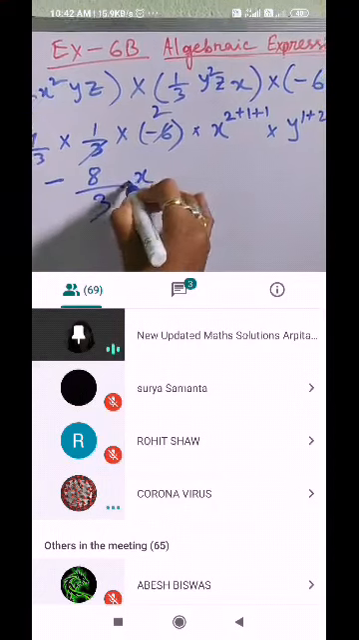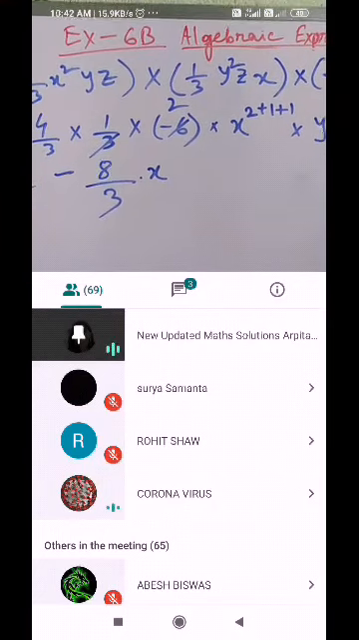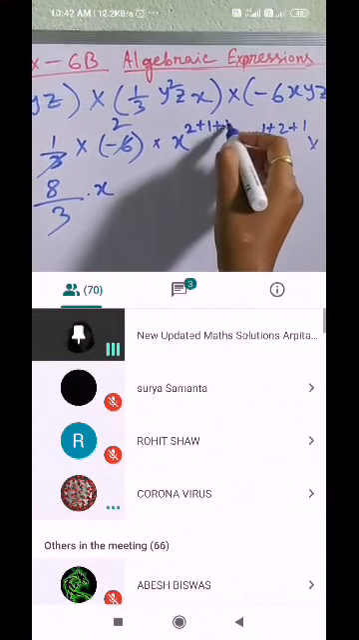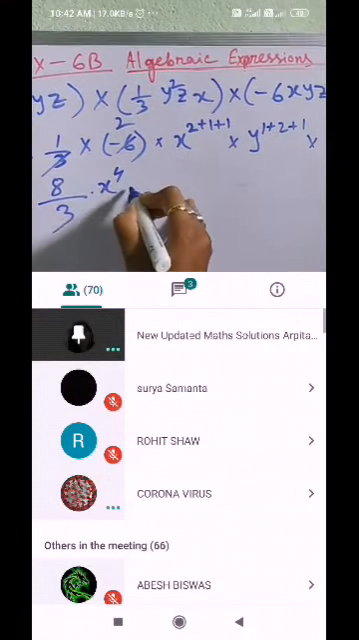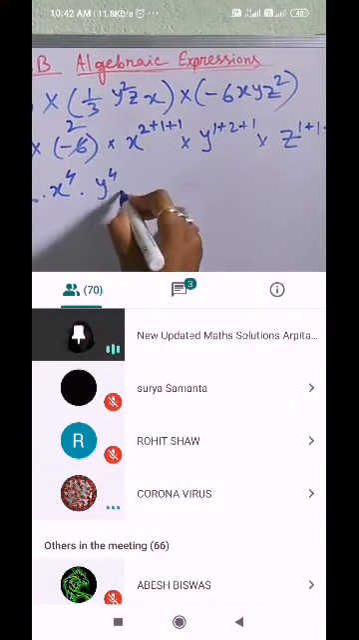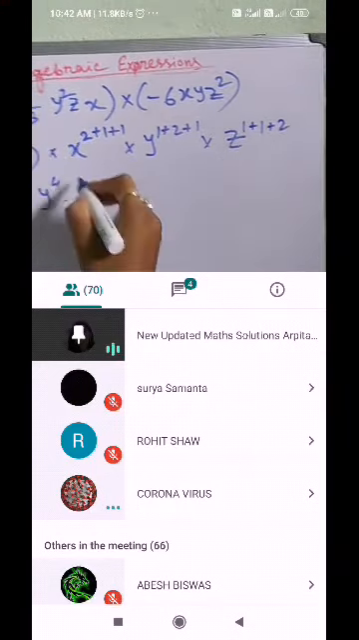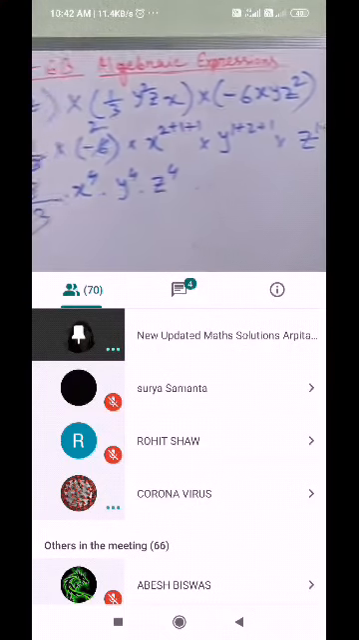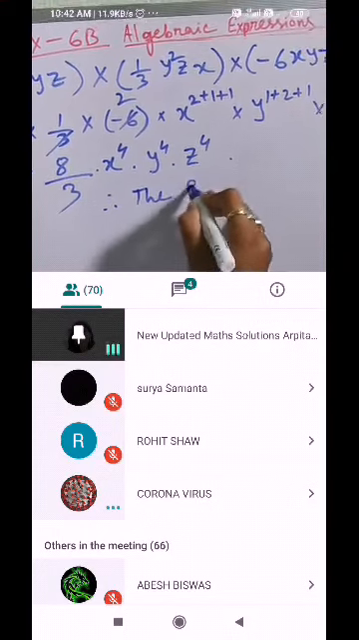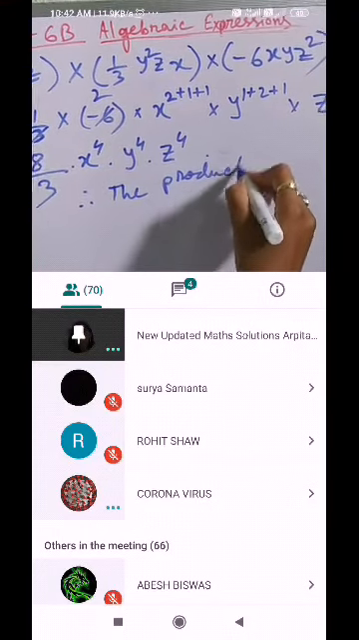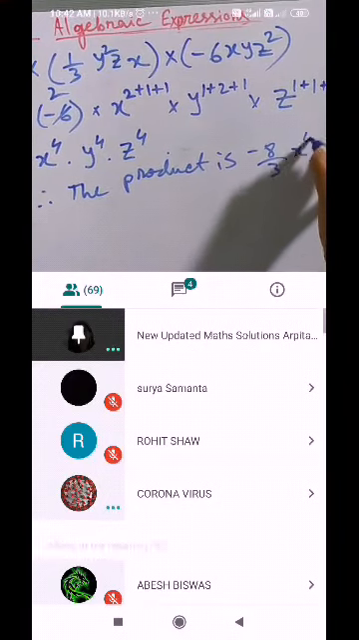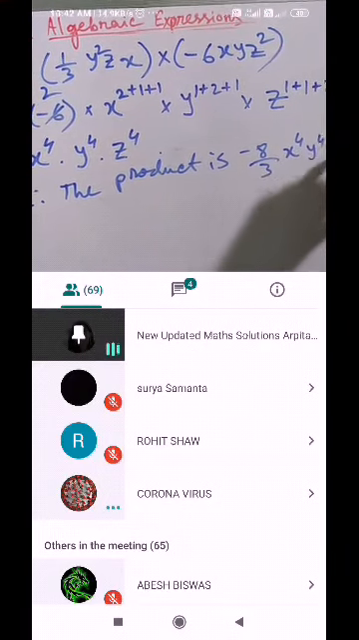into, I'm giving here a dot instead of into, x raised to the power 2 plus 1 plus 1, that means 4. Y raised to the power 2 plus 1 plus 1, that means 4. Z to the power 4. This is the answer. Therefore, the product is minus 8 by 3, x to the power 4, y to the power 4, z to the power 4.